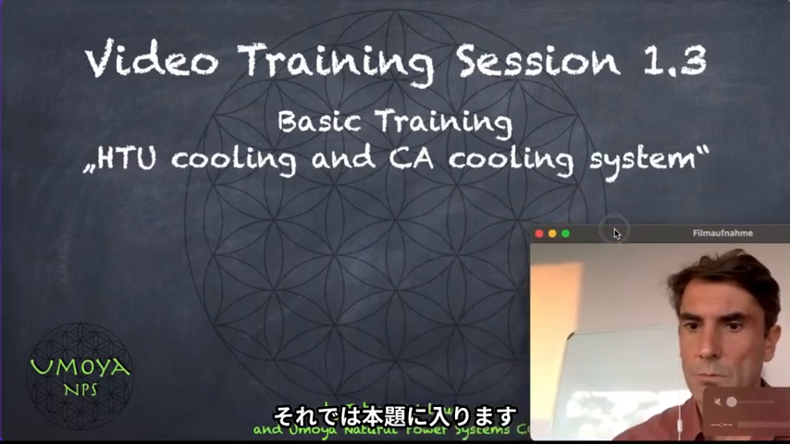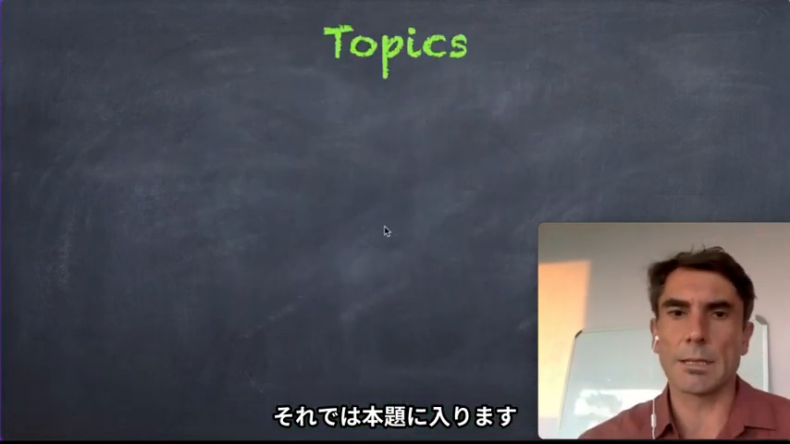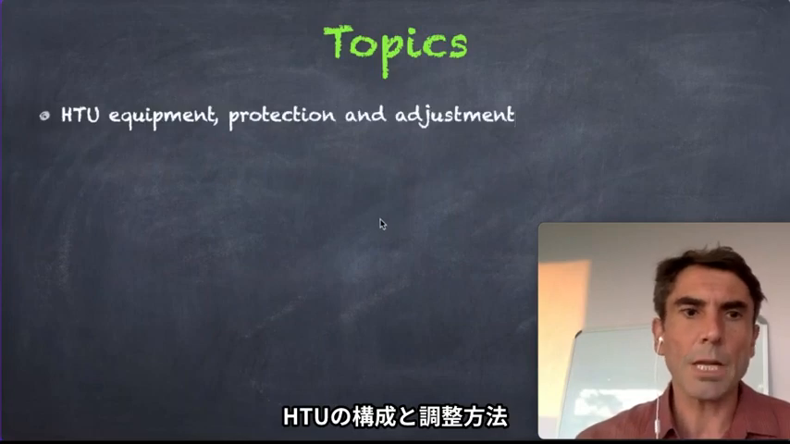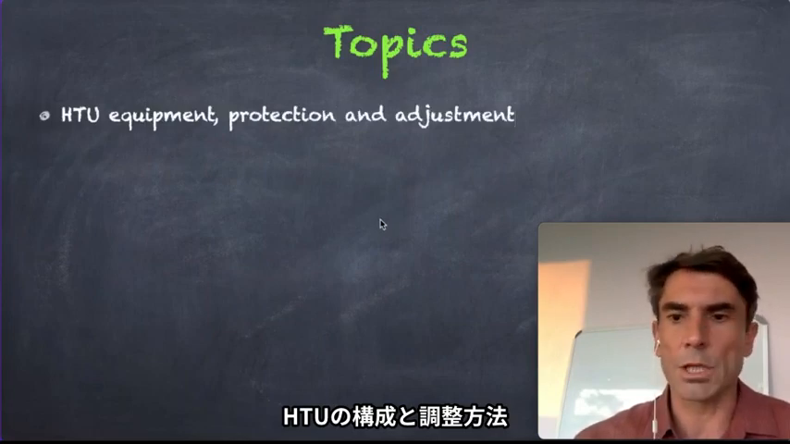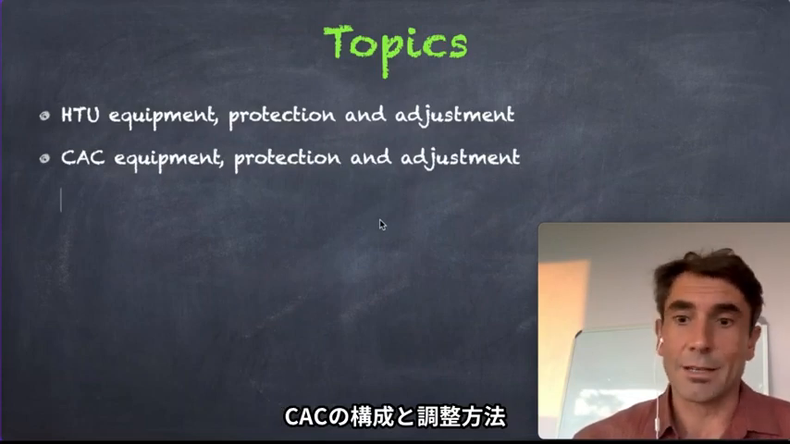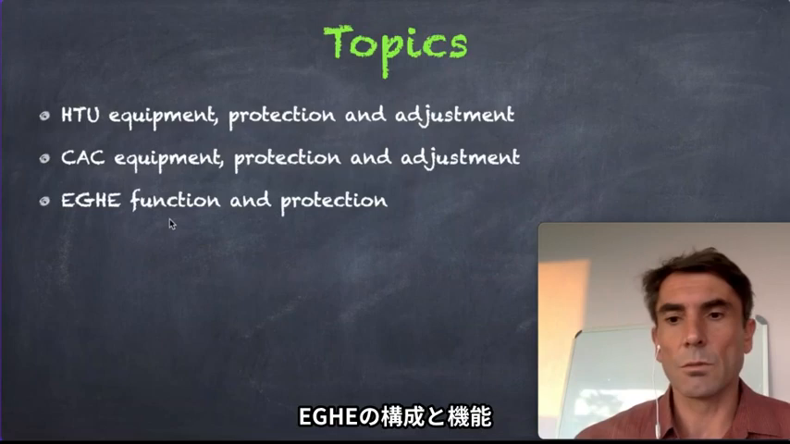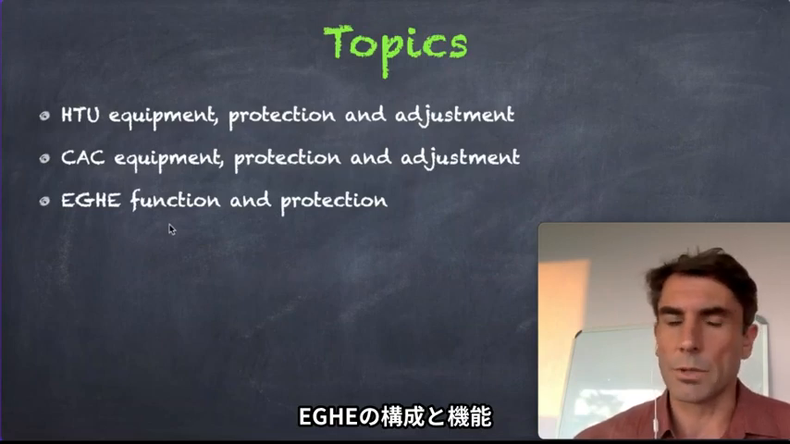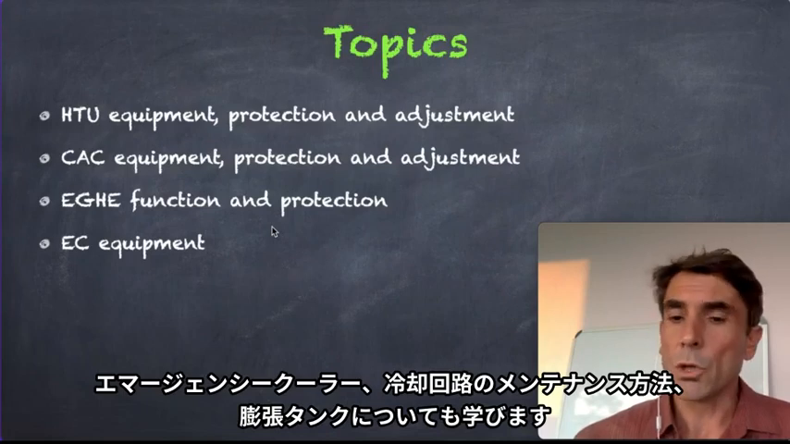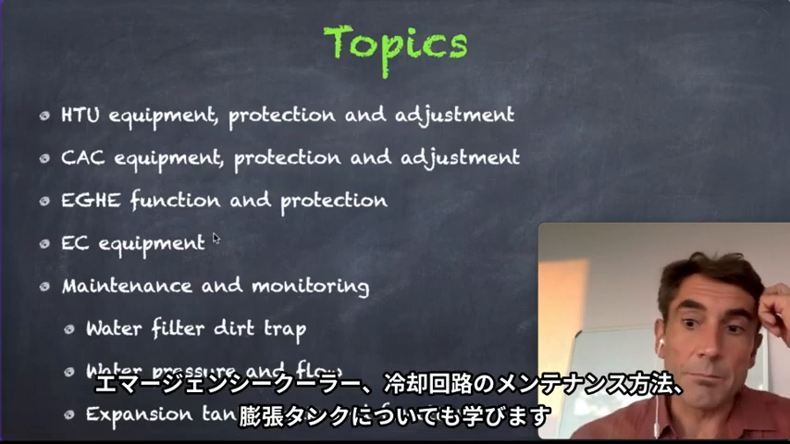Okay, so let's dive in. Our topics today: heat transfer unit, equipment protection and adjustment. Charge air cooler, equipment protection and adjustment. Exhaust gas heat exchanger, function, water flow, and what different protection systems are in. The emergency cooler equipment and the function for sure. Then some points of maintenance: monitoring of water filter, dirt trap, water pressure, flow, and as well expansion tank.